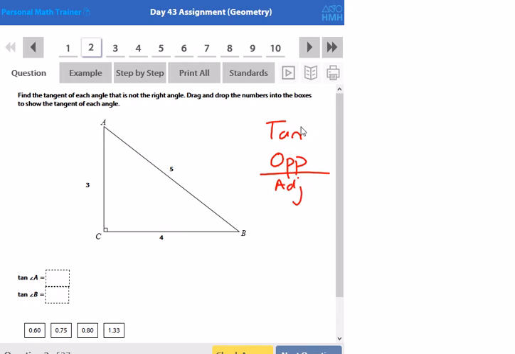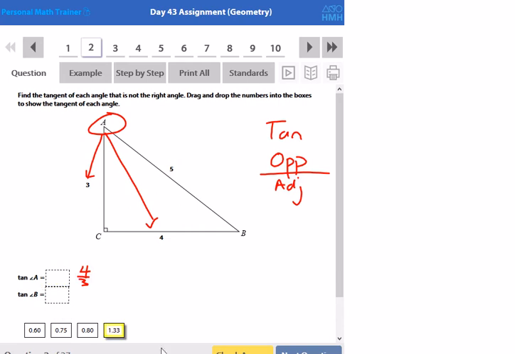So if we look at angle A, the opposite leg to angle A is 4, the adjacent is 3, so that would be 4 over 3. Since they have them as a decimal, 4 divided by 3 is 1.33. So that would be the tangent of angle A.